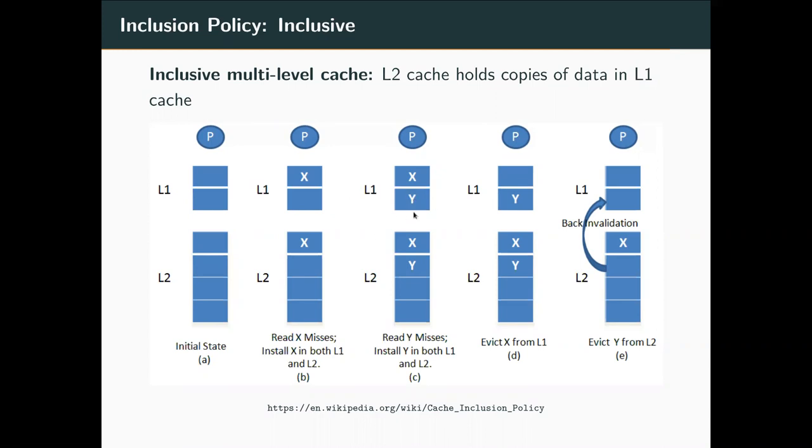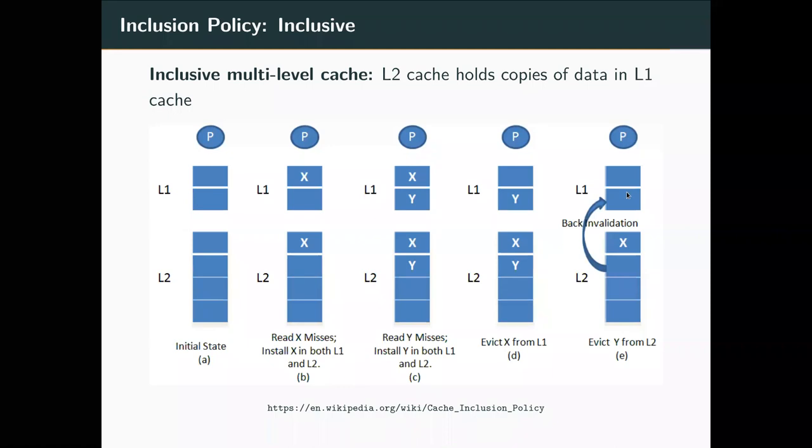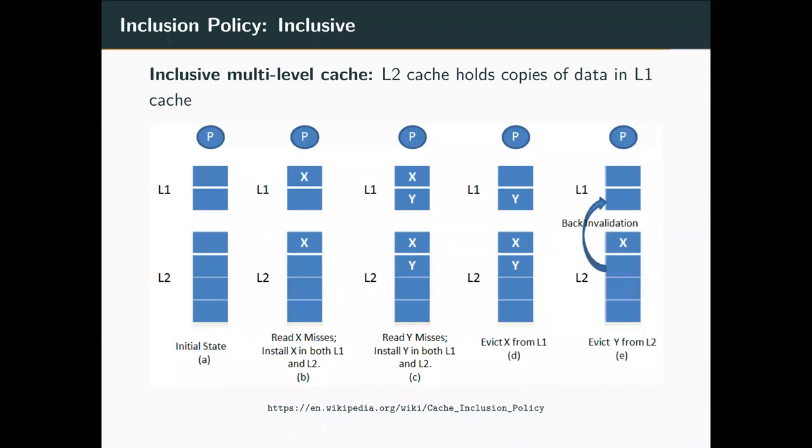Then we do the same with Y, and we put it into both L1 and L2. Then when we evict X from L1, we only evict it from L1. It'll still be in L2. And if we evict from L2, then we also have to do a back invalidation on L1. So if we evict Y out of L2, we also have to get rid of it in L1.